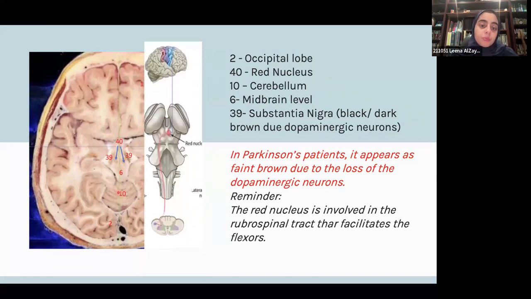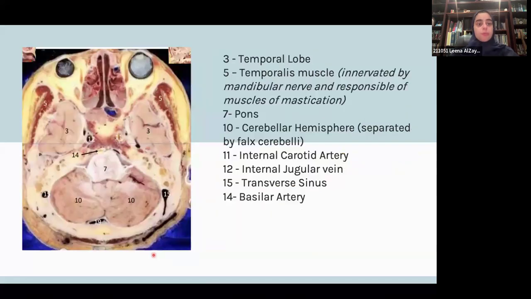Okay. And this is the rubrospinal tract. We said this is the red nucleus in the midbrain, and it's responsible, as we said, for the flexors. I think it's a descending tract. So you're going from the brain to the red nucleus, from the red nucleus contralaterally to the spinal cord, and eventually to the flexors of the muscles. Okay.